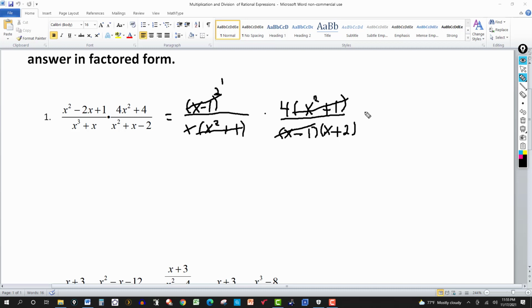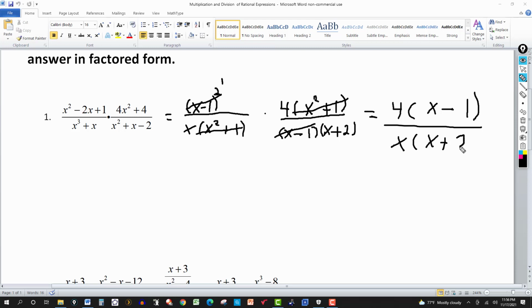So what's left here? Okay, we got the 4, we got x minus 1, so let me put the 4 first. Normally we have the coefficient in front. So this will give me a 4, and then one factor of x minus 1 left over. In the denominator, I have an x. This canceled out. This canceled out. We got x plus 2. So it's x and x plus 2.